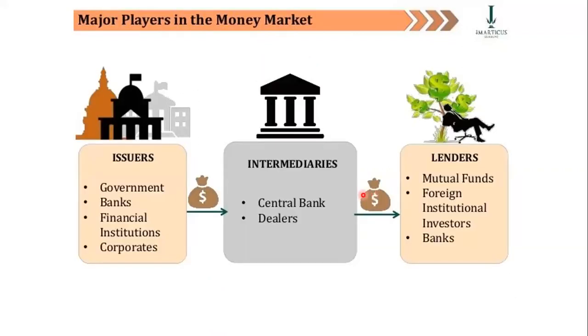The major players in the money market are issuers: the government, banks, financial institutions and corporations. On the lender side, we can find mutual funds. Issuers are the parties who need money, and lenders are the parties who have excess money. Issuers issue the securities and get the money; lenders pay money and get the security. Lenders consist of mutual funds, foreign institutional investors and banks. Intermediaries are central banks and dealers.